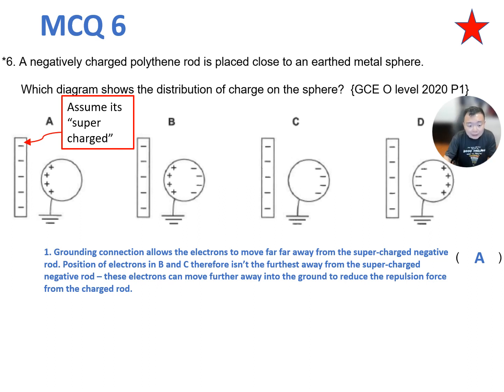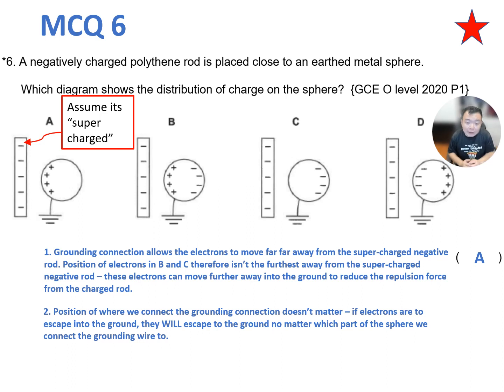Now, the second point that I want to reiterate is the grounding connection. Take notes of this, that the grounding connection, meaning where we connect this grounding wire, it doesn't matter. If in this case, for example, the electrons are supposed to exit and move out of the sphere, they will do so no matter where we connect this grounding wire. On the left of the sphere, on the right of the sphere, on the top of the sphere, it doesn't matter. If the electrons are supposed to exit, they will exit the sphere.